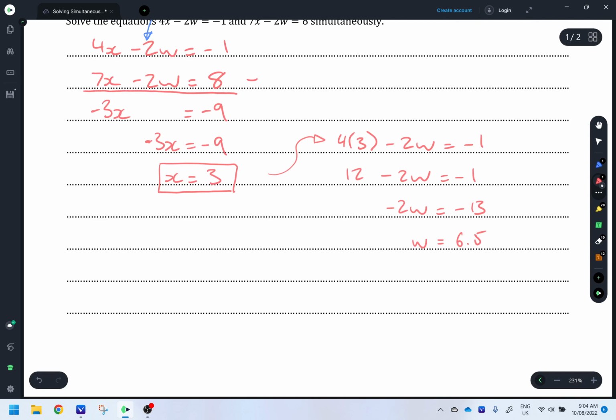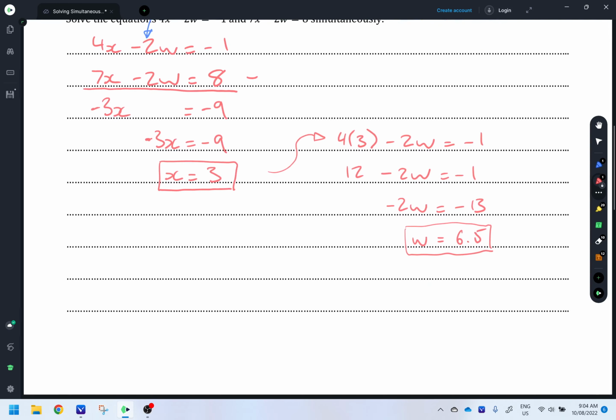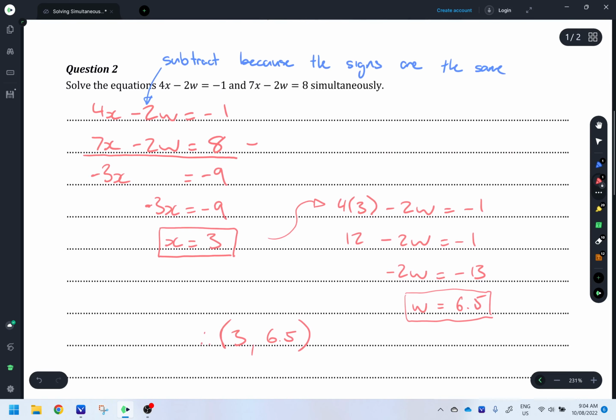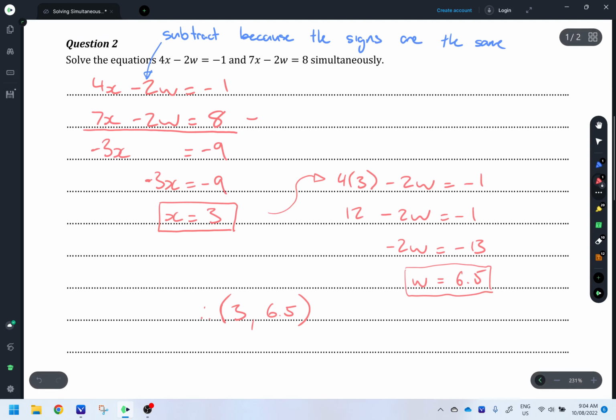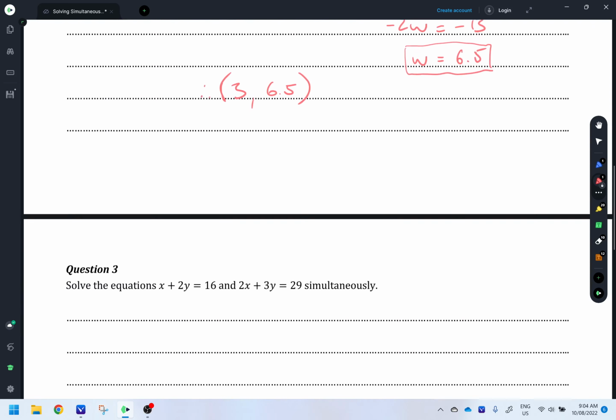And it doesn't always need to be an integer answer. Sometimes we are going to get decimals or fractions, and that's totally fine as well. And so, therefore, my solution you can write again as (3, 6.5). Okay, so we just got our two answers. So we've solved those kinds of questions where we don't need to do any changes to it.